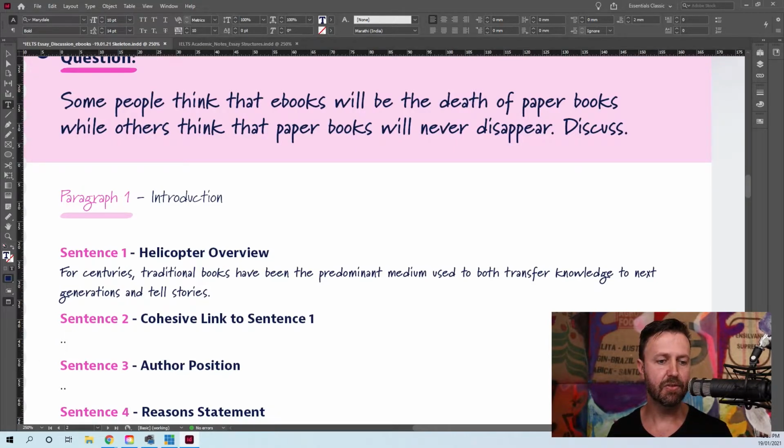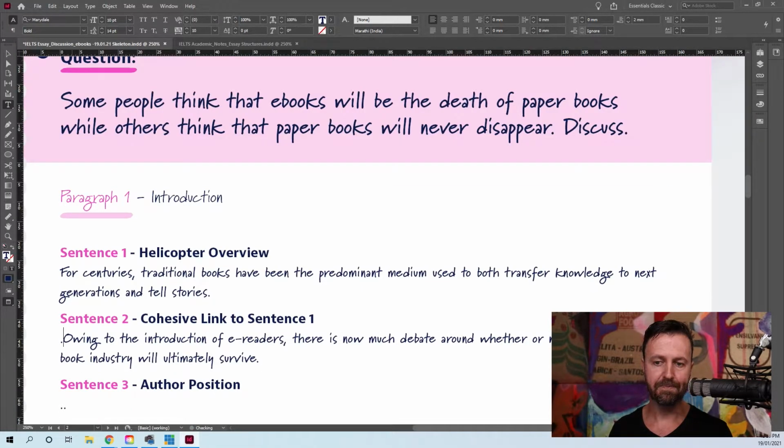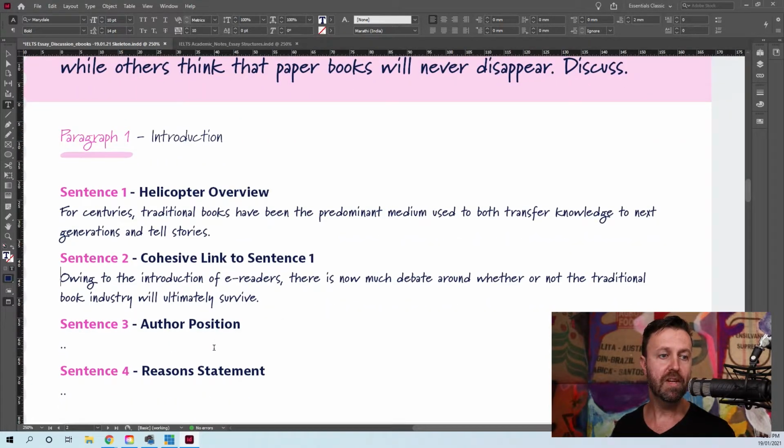Okay, sentence 2. What we want to do now is make sure that there is a nice flow between the first sentence and the second sentence. So let's just do this now. Sentence 2. We've got here, owing to this, also, owing to this is owing to the introduction of e-readers. So we've talked about traditional books being the predominant medium that has been used to transfer knowledge and tell stories. And then we sort of flow into the next point being, well, owing to the introduction of e-readers, there is now much debate around whether or not the traditional book industry will ultimately survive.